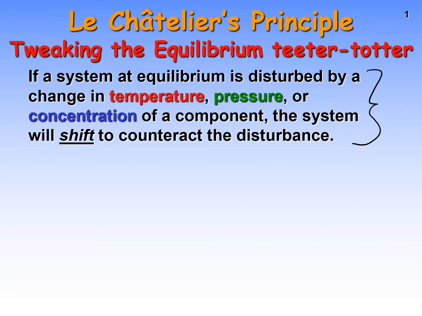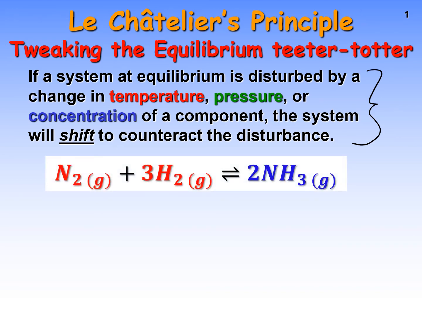In other words, what this statement is really saying is if we have a system that's at equilibrium, all happy, sitting at equilibrium, and we do something to push it out of equilibrium, it's going to do everything it can to counteract that action. It's going to try to get back to equilibrium. Depending on how we disturb the equilibrium, it will shift towards either the reactant side or the product side to counteract it.